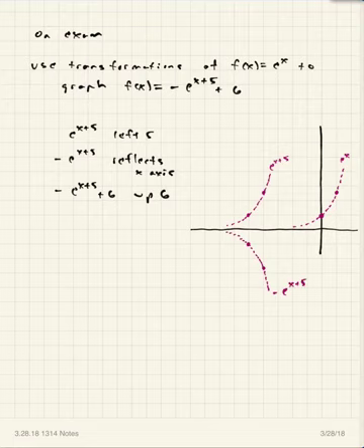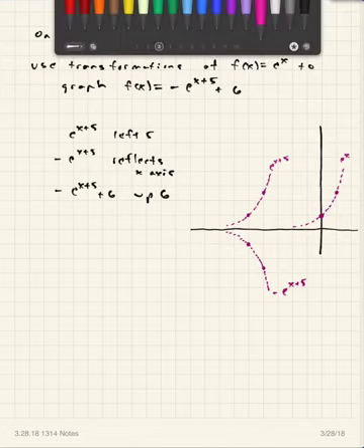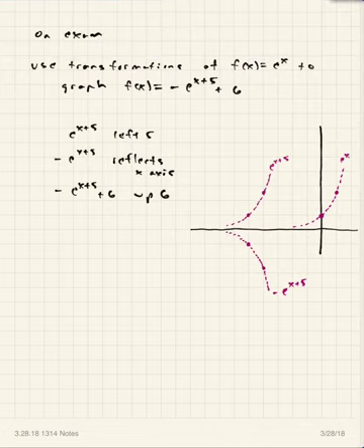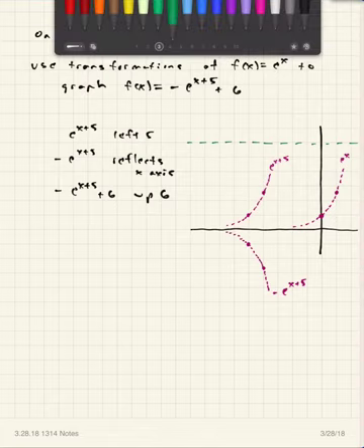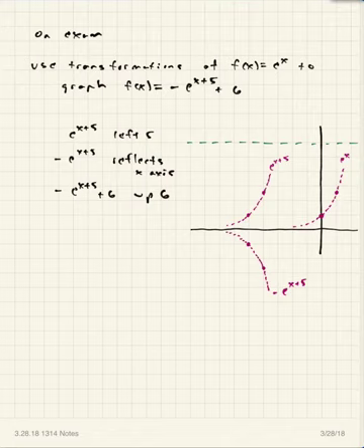And then finally you take that graph and you shift it up 6 units. So I would definitely sketch in the horizontal asymptote: 1, 2, 3, 4, 5, 6, right here is the horizontal asymptote. Notice this graph is underneath that horizontal asymptote, but it gives you a good frame of reference to sketch our graph here. And so here's our graph finally shifted up.